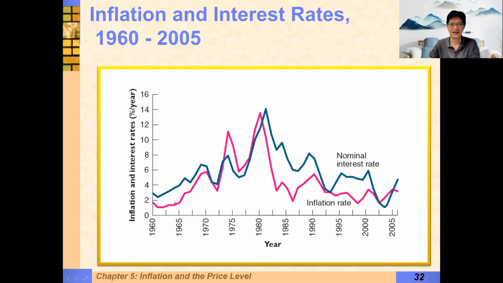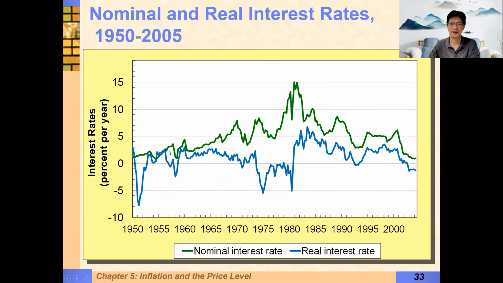So you can see that nominal interest rates and inflation rate actually tend to track each other, so that the difference between the two, the real interest rate, that gap tends to be smaller than nominal interest rates and inflation. That gap tends to be fairly stable over time. Here again, we have nominal interest rates, and this is real interest rates. Now, interestingly, in the late 1970s, the real interest rate went negative.